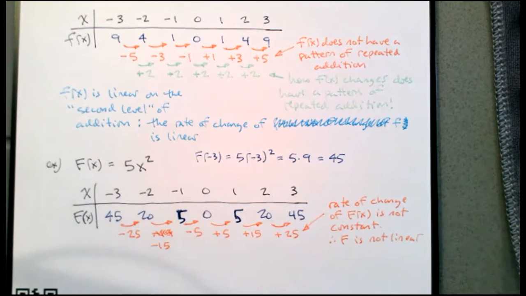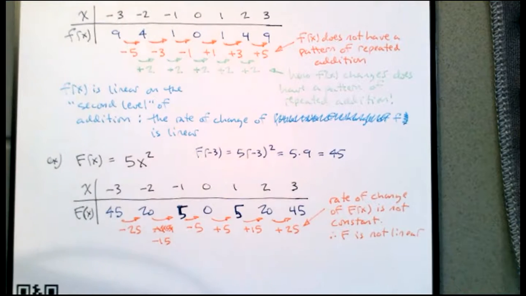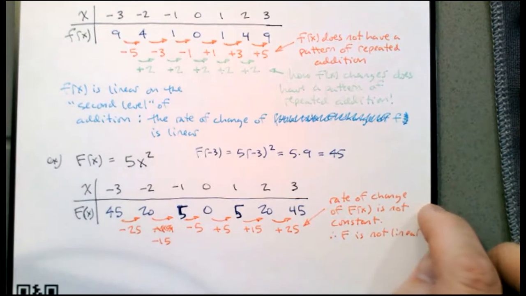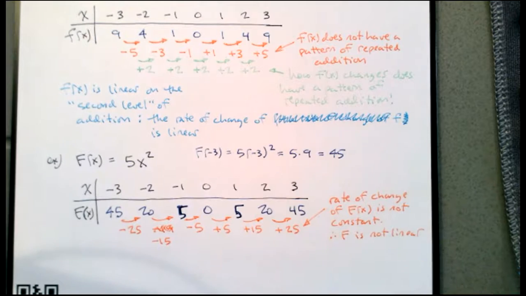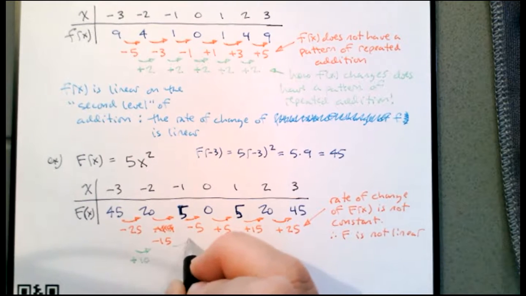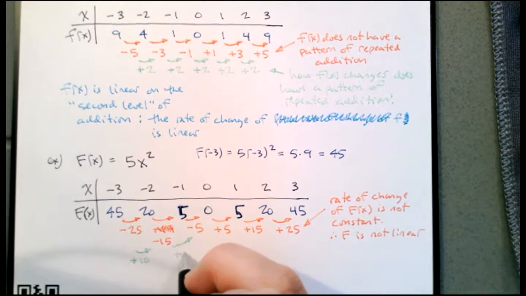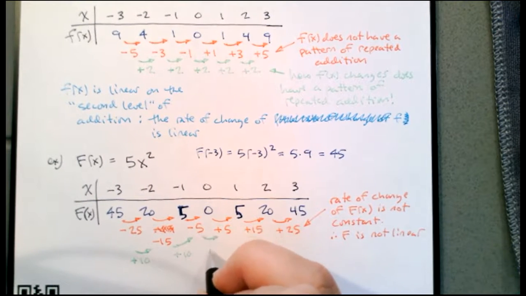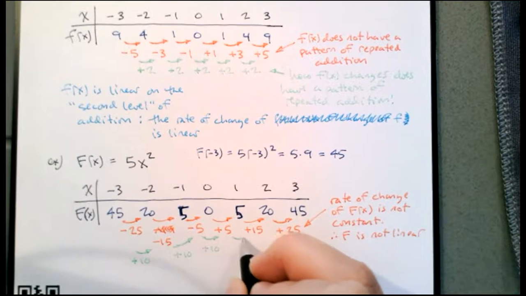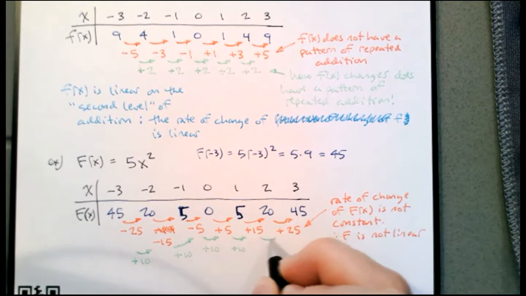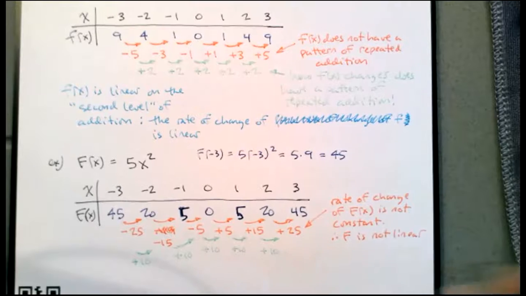And we saw that in the form because it's an x squared and not an x. But if we look at the rate of change of the rate of change of F, capital F, that is constant. So from negative 25 to negative 15, that's an increase of 10. From negative 15 to negative 5 is an increase of 10. From negative 5 to positive 5 is an increase of 10. From 5 to 15 is an increase of 10. And from 15 to 25 is an increase of 10.